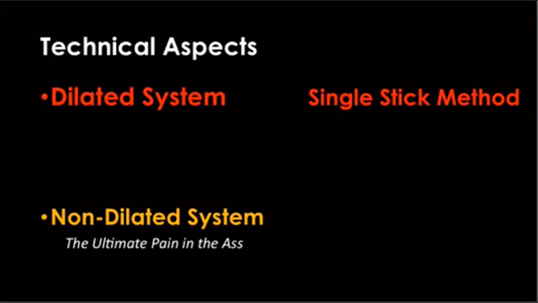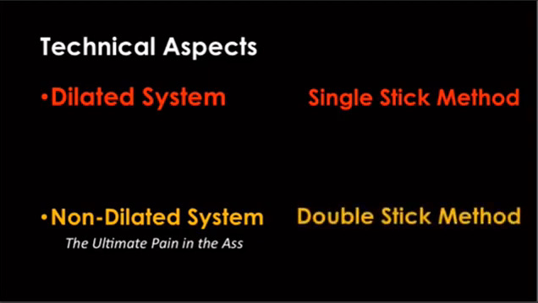A double stick is often necessary when you're dealing with a non-dilated system. So what is a double stick? Double stick means you stick them anywhere you can stick them, basically, to opacify the collecting system, which allows you then to get a more accurate target for your second stick, which is going to be your real stick. And you can use contrast or you can use air.